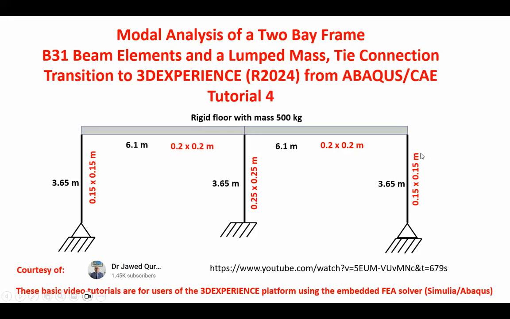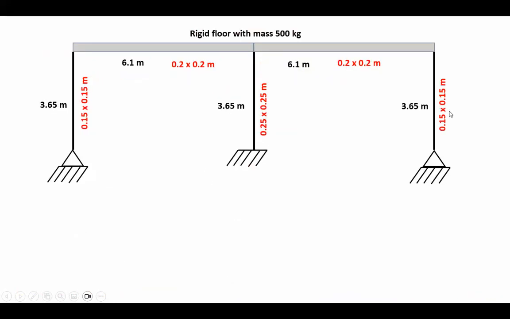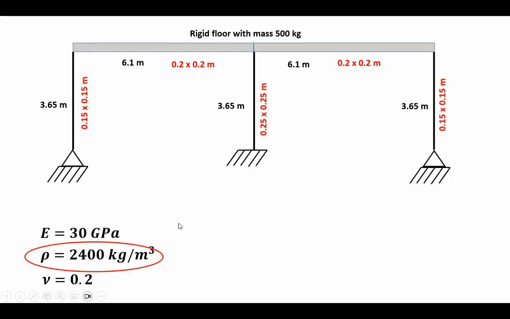In tutorial 3, I did not check that box, so there are different nodes right at the junctures. However, I tied them with a tie connection feature. This is a similar type of problem, but I'm going to tie the nodes associated with these three juncture points so that they move together. Okay. Here is the geometry.